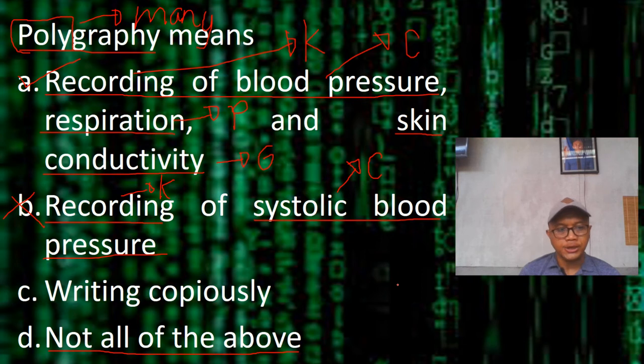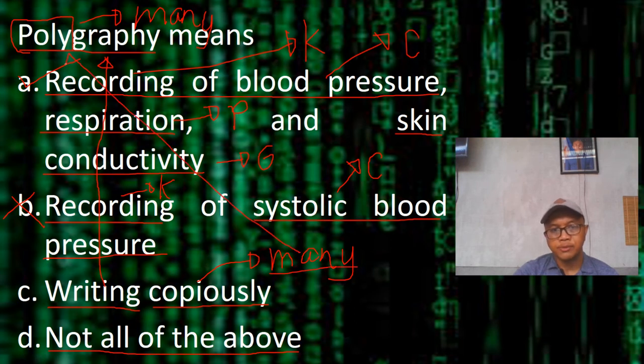Okay? If letter C is correct, then our answer would be letter D. On the other hand, if letter C is wrong, our answer would be letter A. Okay, let us now consider letter C. Writing. When we say writing, we can connect it with the word graphy, from the Greek word graphian or graphia or graphos. But what about copiously? What does it mean when we say copiously? Literally, its meaning is many. Will it conform with the question? The answer is yes, because poly means many. Therefore, letter C is also correct.